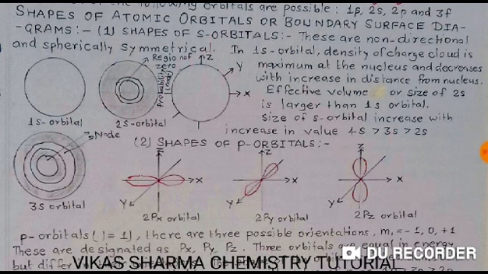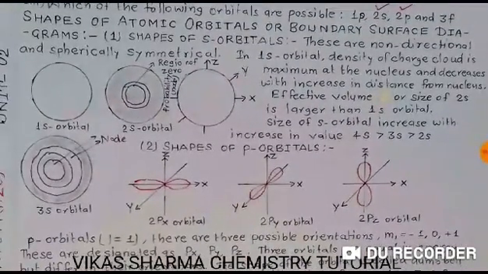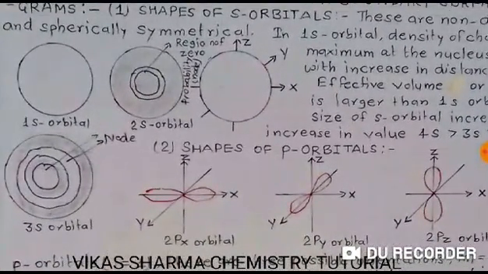These are non-directional and spherical, symmetrical. In 1s orbital, the density of the charged cloud is maximum at the nucleus and decreases with increase in distance from the nucleus. The effective volume or size of 2s is larger than 1s orbital. The size of s orbital increases with increase in the value of n. This means 4s is greater than 3s, and 1s is lower than 2s and 3s. So 4s is the higher s orbital.